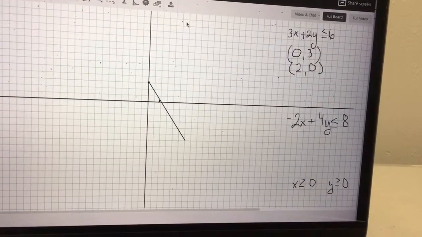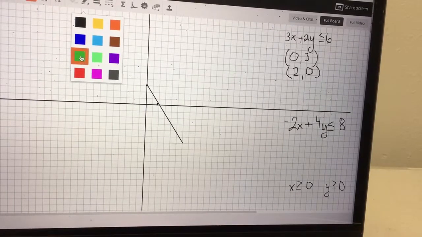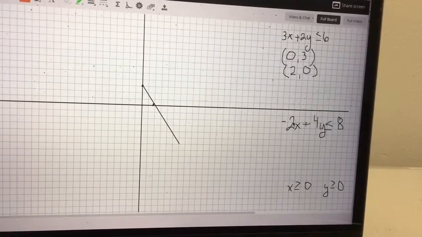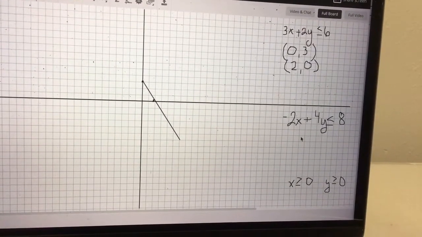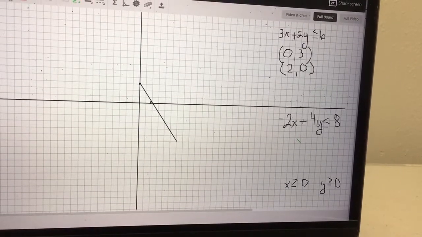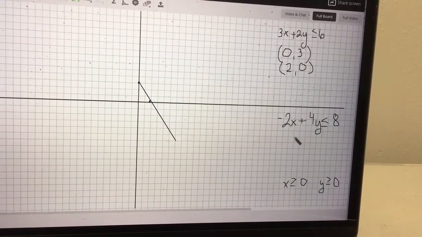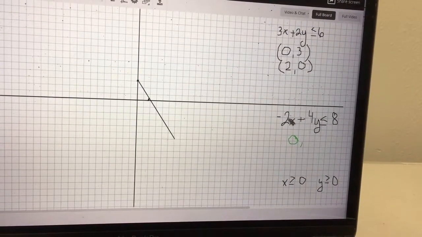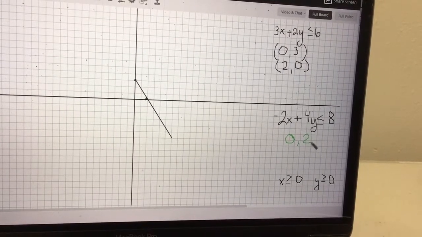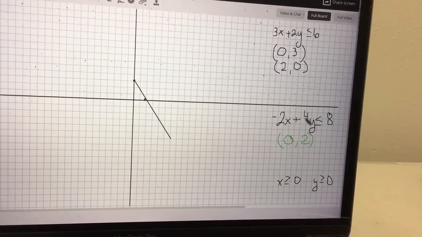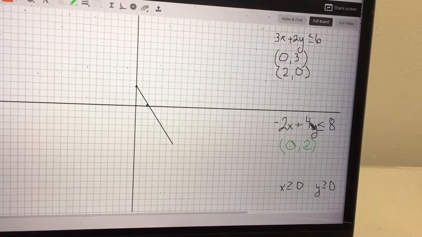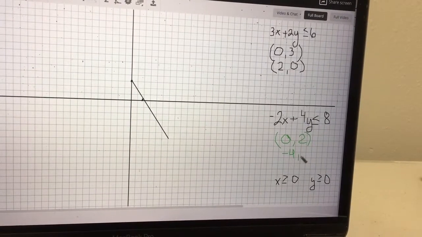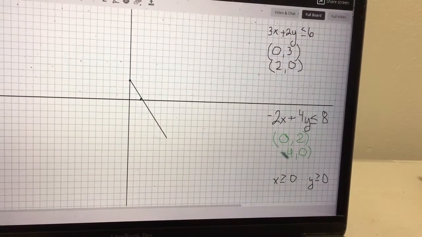And now I'm going to come over here and change colors, and we'll do green here, and we're going to work on this one. So we're going to let the first part x be 0. If I let x be 0, whoops, I got to go get my pencil again. If I let x be 0, then I cross that one out, and I get y is 2. Okay, and then I let y be 0 and cross that one out, and I get x is -4. So -4, 0 are 2 points on this graph.